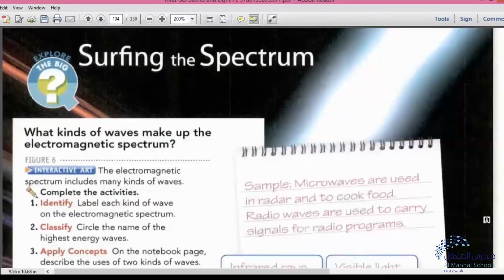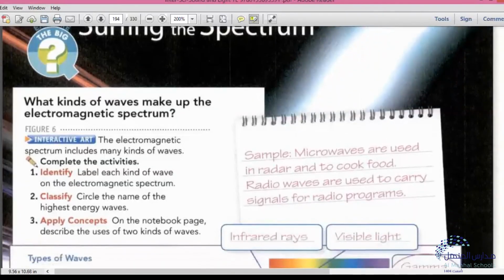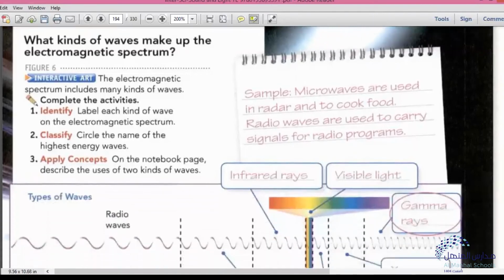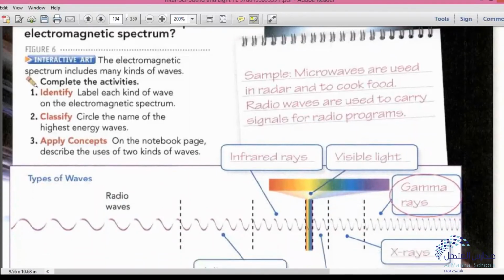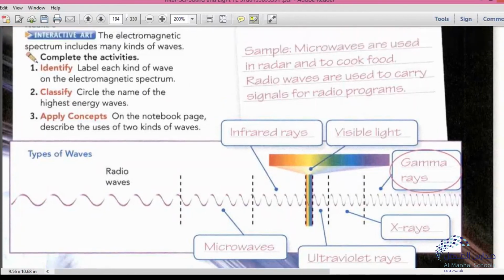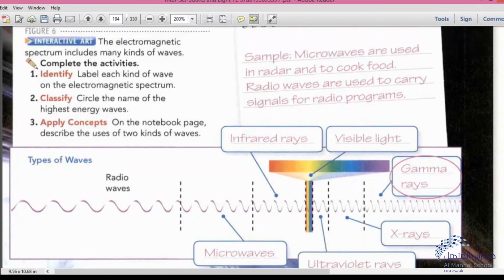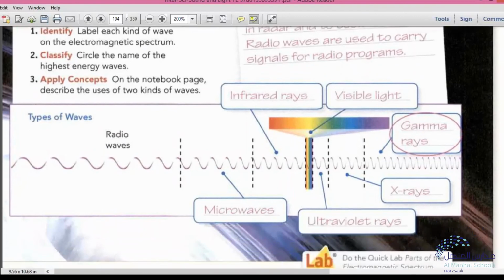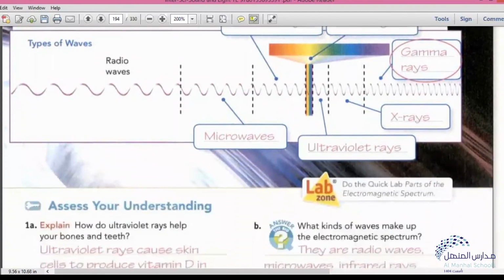Now, moving to the next page. Microwaves are used in radar and to cook food. Radio waves are used to carry signals from radio programs. So you can complete this pattern. We have radio waves, followed by microwaves, infrared rays, visible light, ultraviolet rays, X-rays, and gamma rays. You can stop the video and copy your answer using your book, of course.